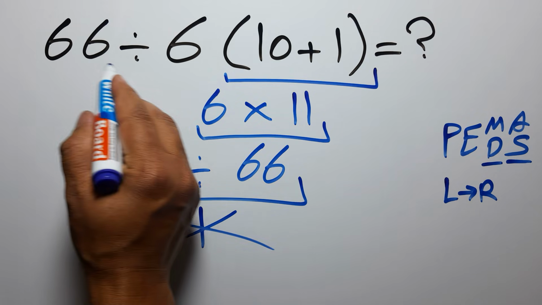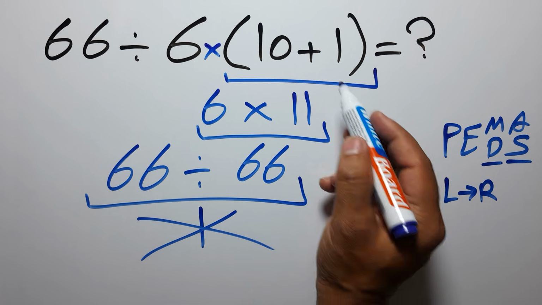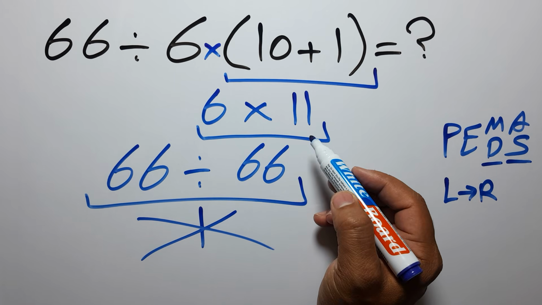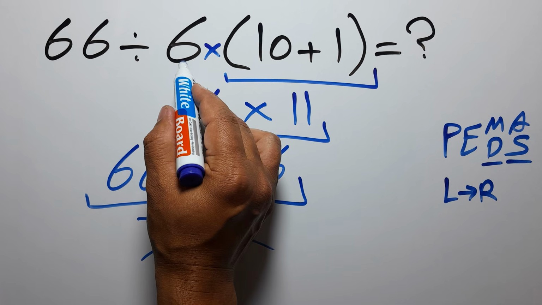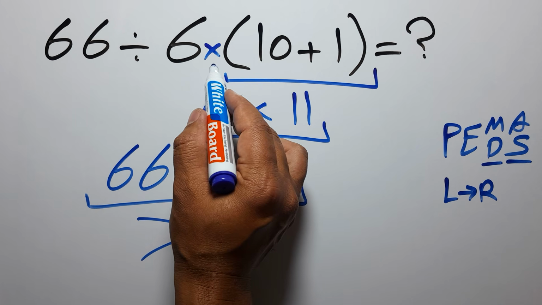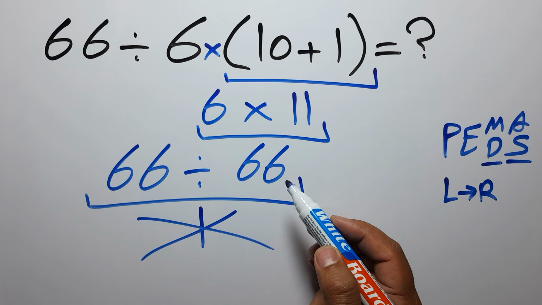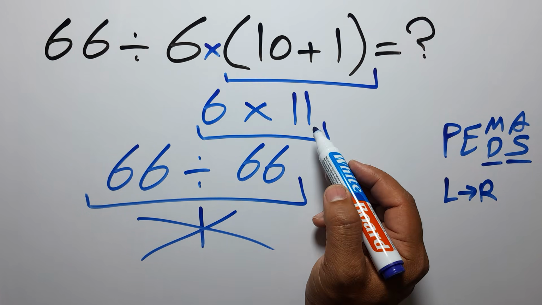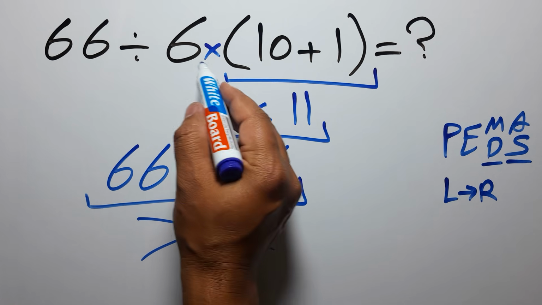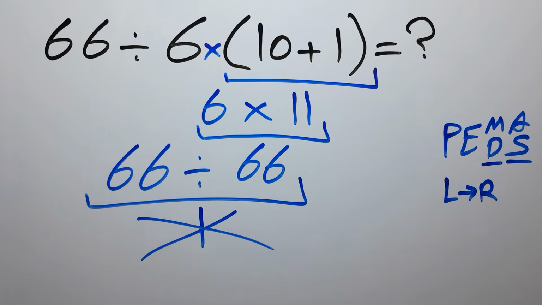In this expression, we have one division, one multiplication, and one parentheses. Inside this parentheses, we have one addition. Here we have a multiplication because in mathematics, when a number is placed next to parentheses, it means multiplication. And we usually don't write the multiplication sign for brevity. Okay, so according to PEMDAS, first we have to do this parentheses, then this division, and finally this multiplication. If we do this multiplication before this division, it is wrong.